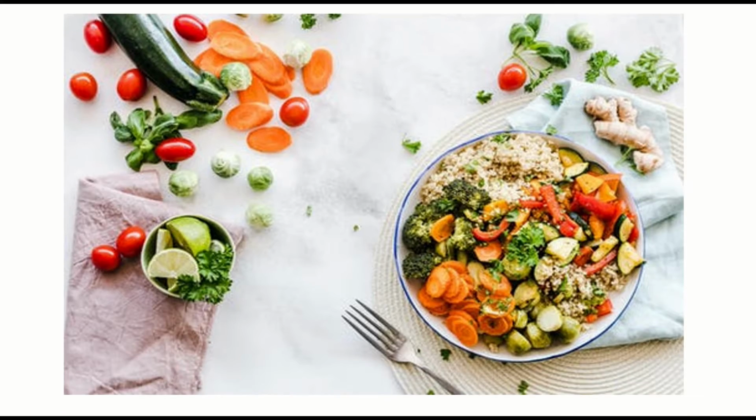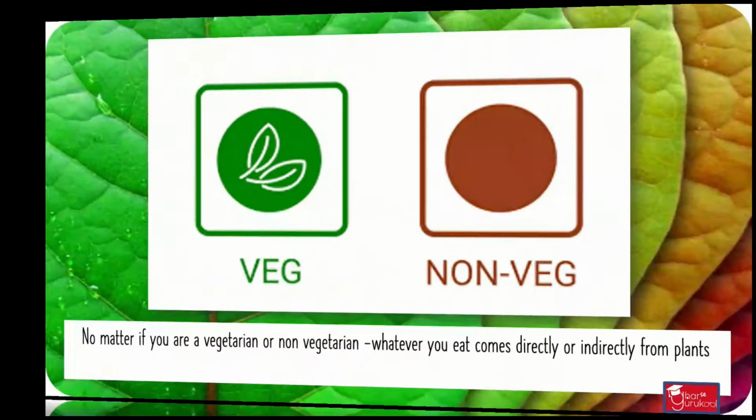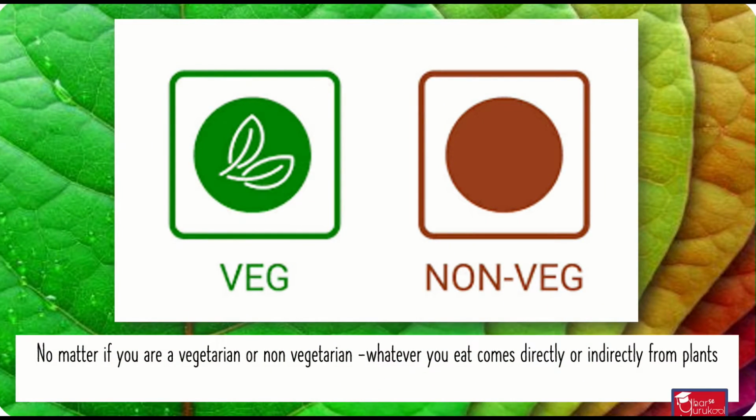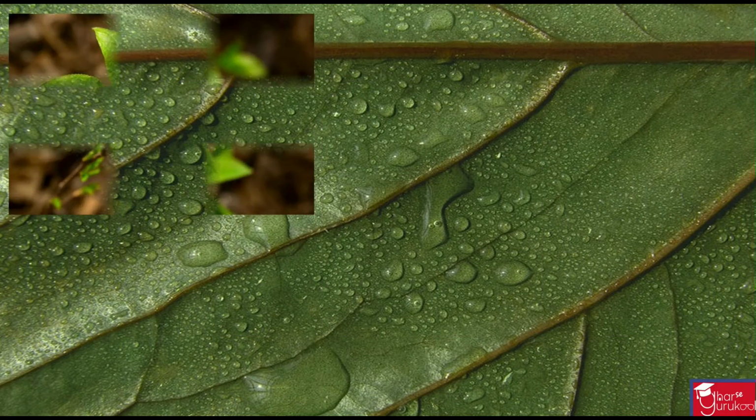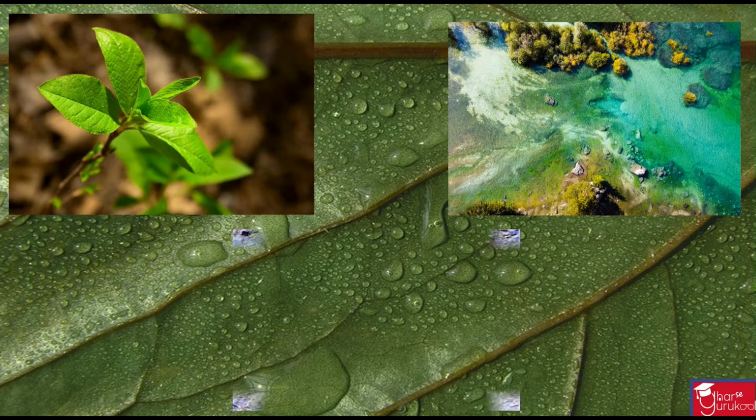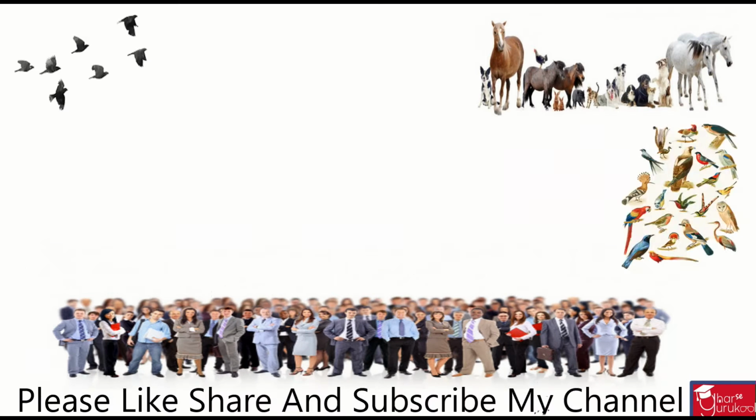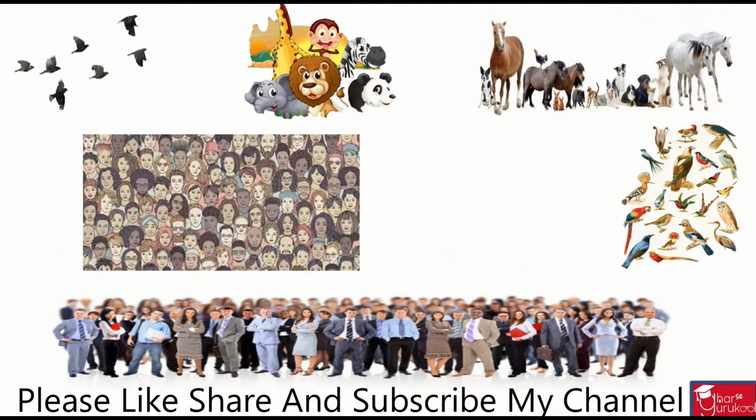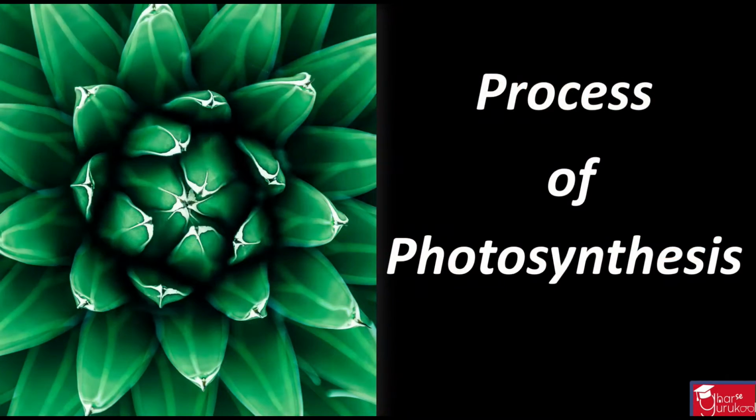Whenever you eat a meal, have you ever thanked a plant? No matter if you are a vegetarian or a non-vegetarian, whatever you eat comes directly or indirectly from plants, because it's just plants, some cyanobacteria and algae that can produce food. Means, in this world, these are the producers. All other living organisms feed directly or indirectly on the food produced by them through the process of photosynthesis.